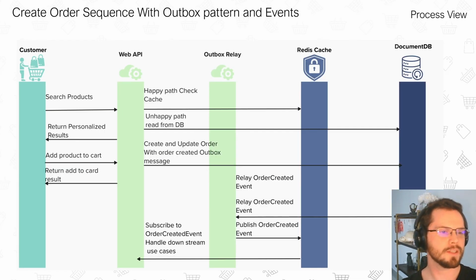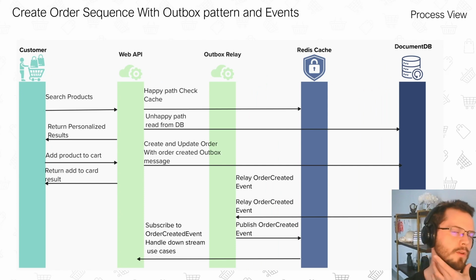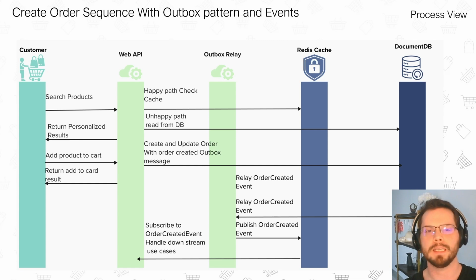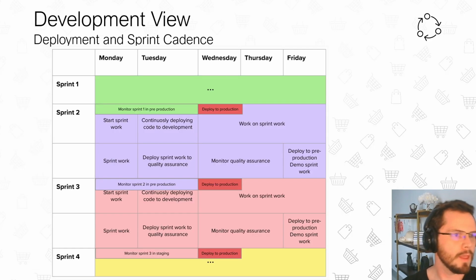Okay, here is a quick look at how the Outbox pattern works. We're going to create decoupled APIs that can emit certain events in order to react to them in the application in a nice decoupled way. So jumping on, we're going to look at the development view.